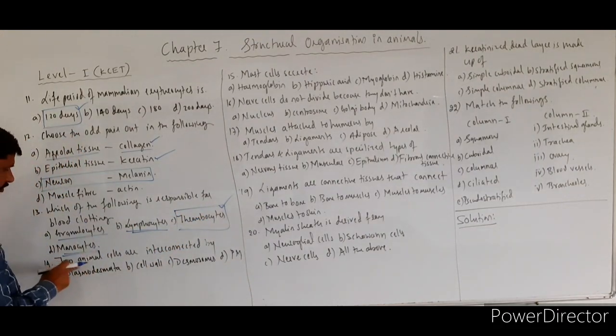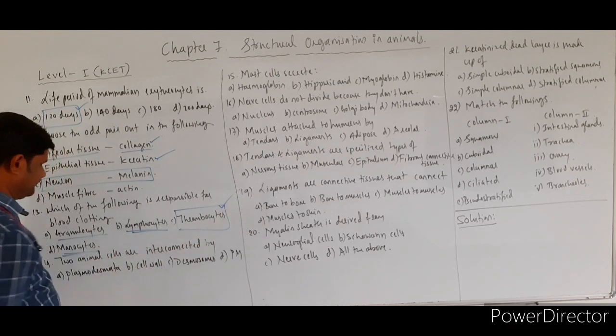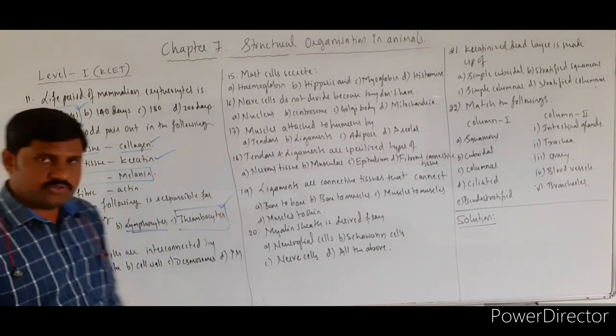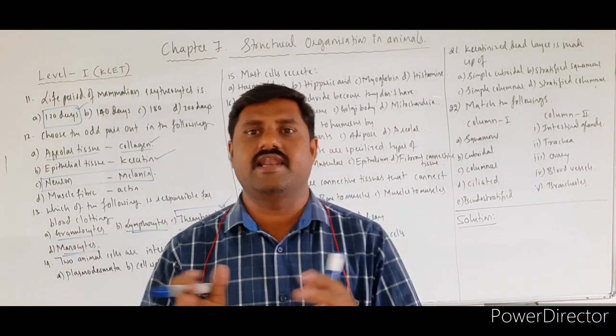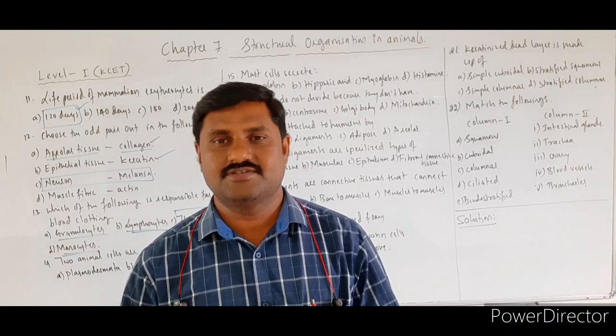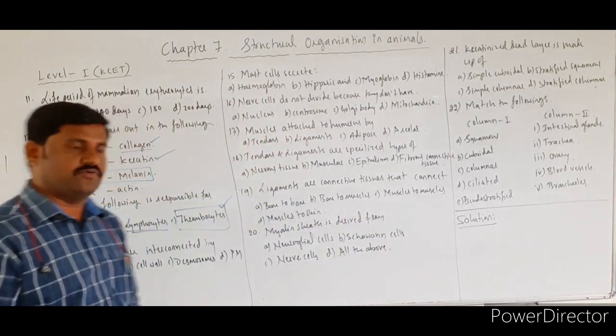Next one, two animal cells are interconnected by. See here, two animal cells are interconnected with, they are connected with what? So there must be one connection. What is that connection? Let us see the options.